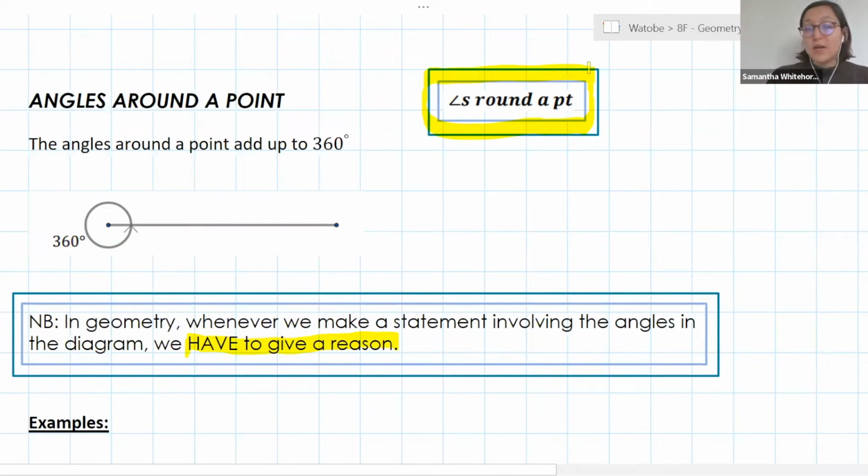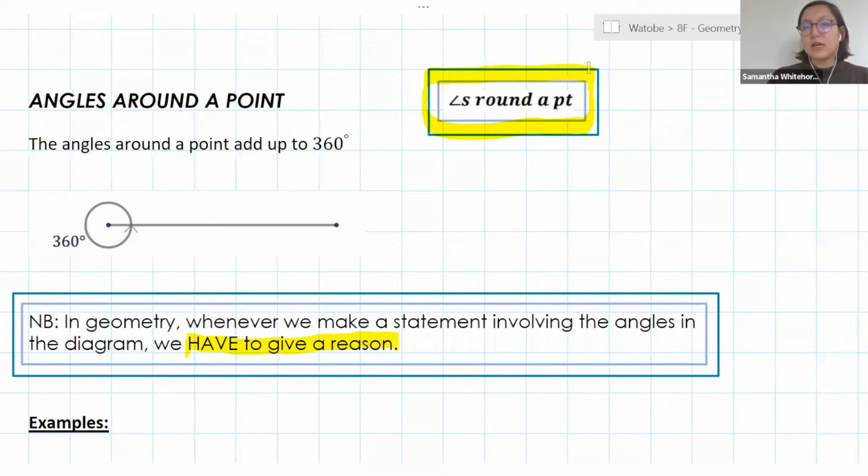If you want, it might be an idea to have a little list for yourself of all the geometric reasons that you need to learn, as a reminder of, okay, if I'm in this situation, I would use that reason, or in another situation, that reason. So we make a statement and we give a reason for that statement.